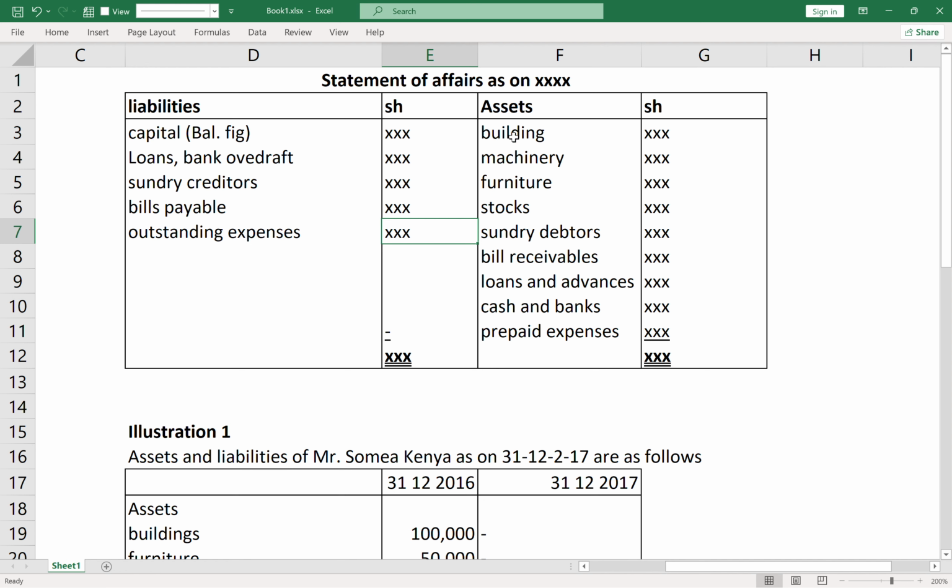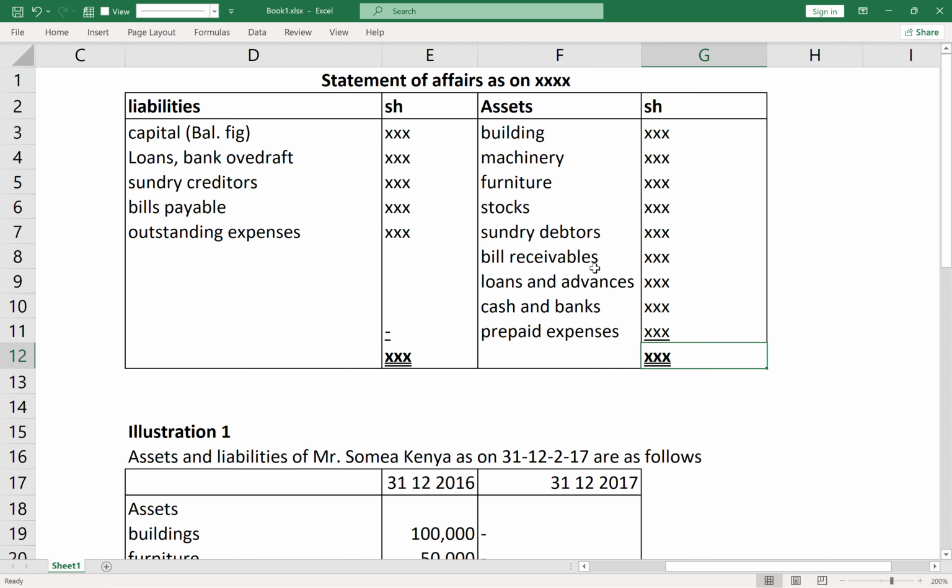On the assets, we have the buildings, machinery, furniture, stocks, the debtors, bills receivable, loans and advances, cash and bank, prepaid expense, all the assets. The accountant has to list them as well as the liabilities. Then he obtains the balancing figure and also the total amount, as you can see.